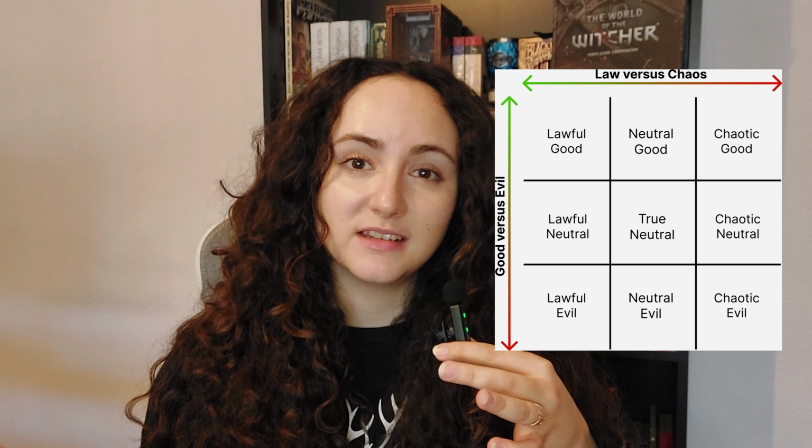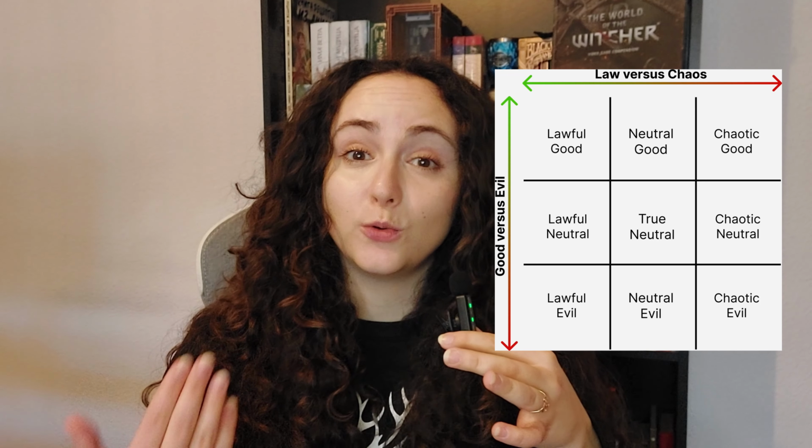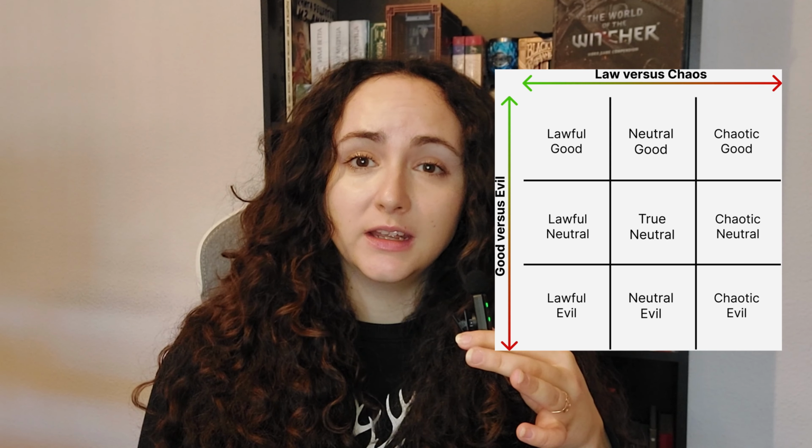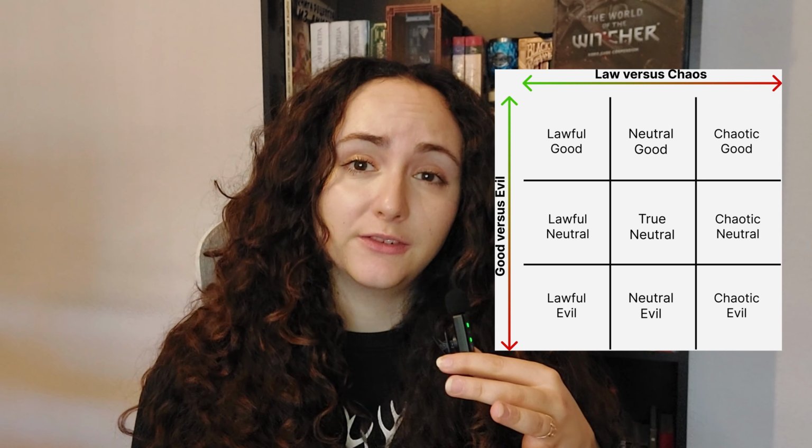Okay, enough has been said about the alignment in general. Now let's see some graphs. So the alignment is two axes, as I said before. One axis represents order, from lawful to chaotic. Another is morality, good versus evil.